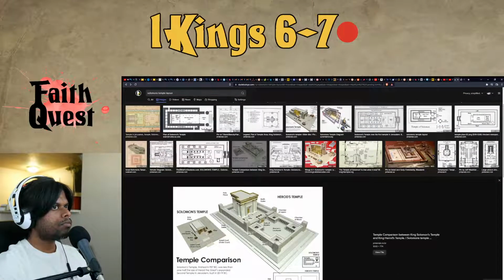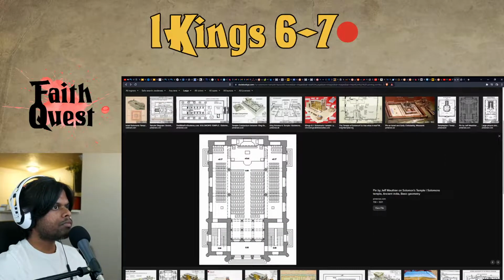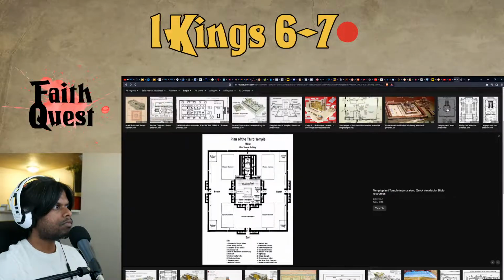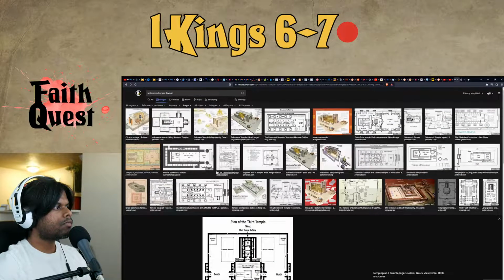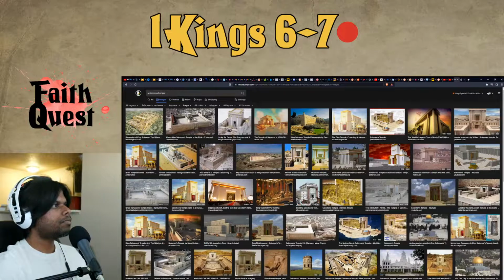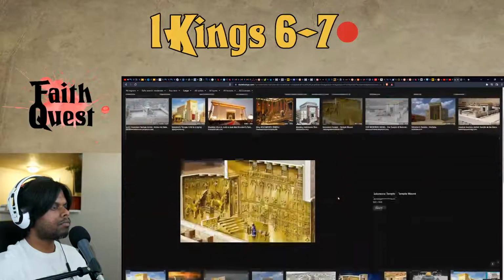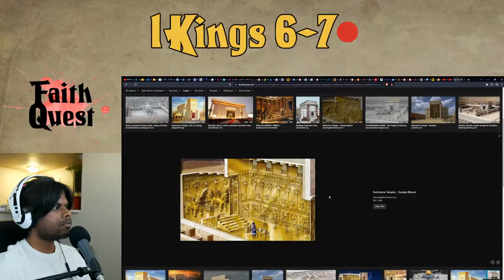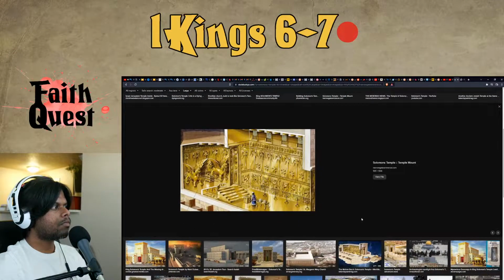He stretched gold chains across the front of the inner sanctuary and overlaid it with gold. The whole temple he overlaid with gold until he had finished all the temple. Also, he overlaid with gold the entire altar that was by the inner sanctuary. Inside the inner sanctuary, he made 2 cherubim of olive wood, each 10 cubits high. One wing of the cherub was 5 cubits, and the other wing of the cherub 5 cubits.